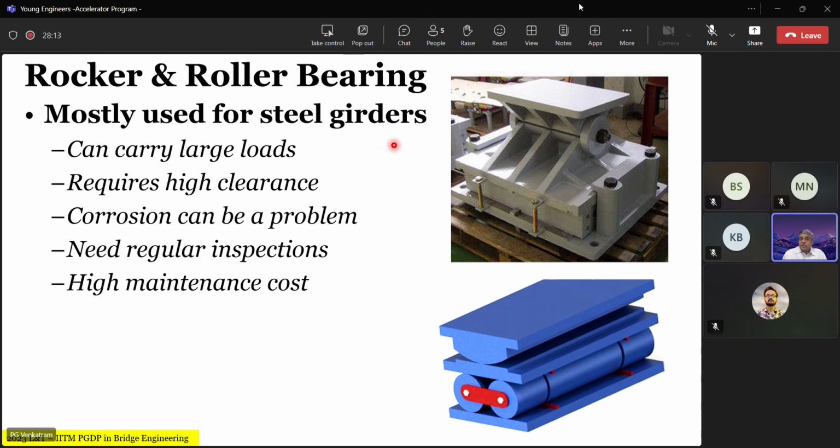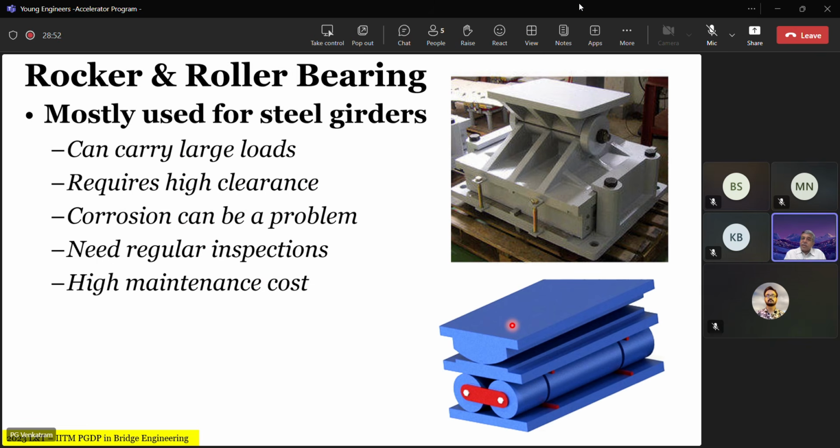Mostly used for steel girders. They can carry large loads. But because of their arrangement and the size, they require higher clearances. That means from the top of the pier cap to the bottom of the girder, you need a significant height to accommodate these bearings. All of them are metallic in nature, so corrosion is an issue that needs to be handled. All of them being mechanical components also require periodic inspection and therefore also have a high maintenance cost. So these are the pluses, large load, and all the rest are negatives. They're also quite heavy to handle.